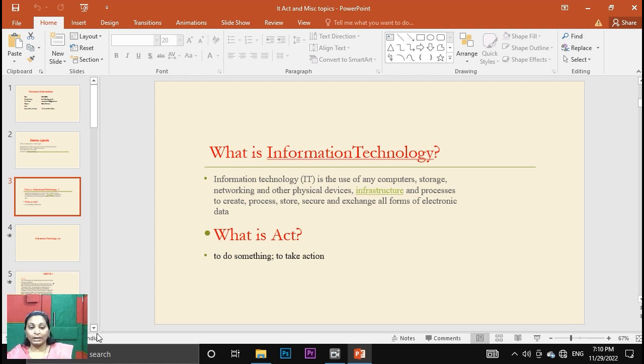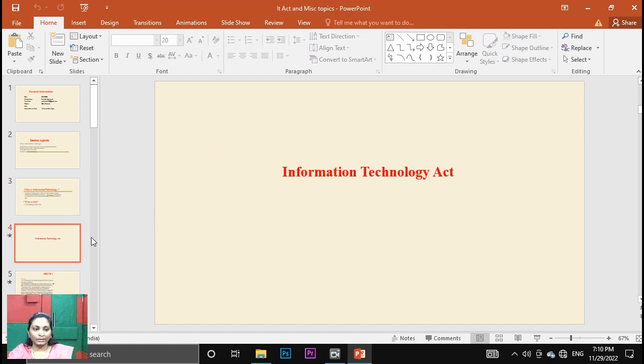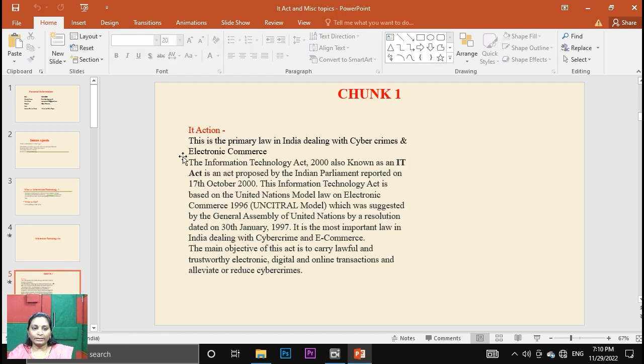Next, what is an act? Act is nothing but any action. To do any action, that is known as an act. Next point is the Information Technology Act. In the IT Act, there are some acts defined by the Indian government related to cyber crime. This is the primary law in India dealing with cyber crimes and electronic commerce.